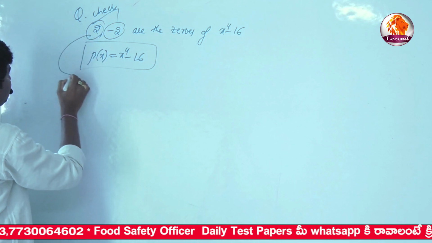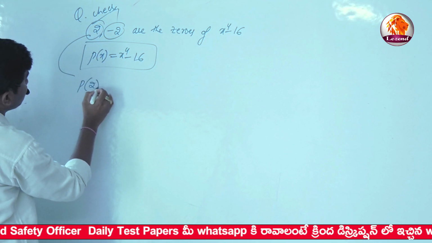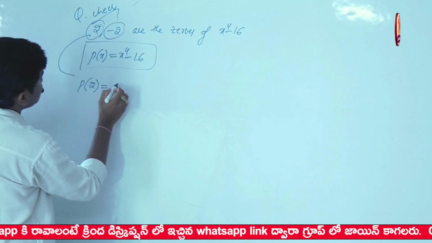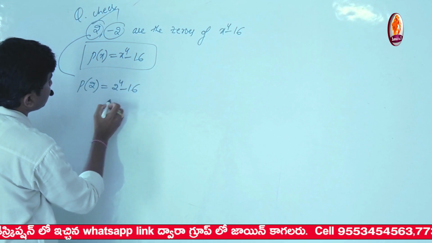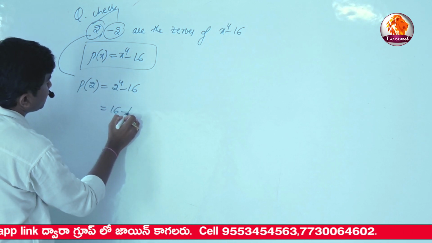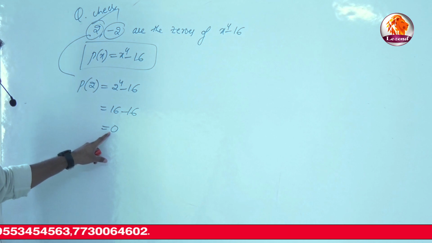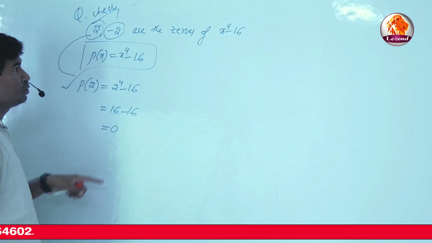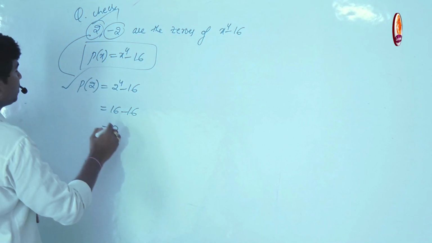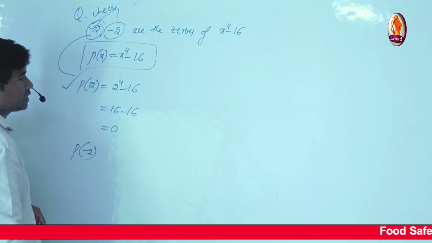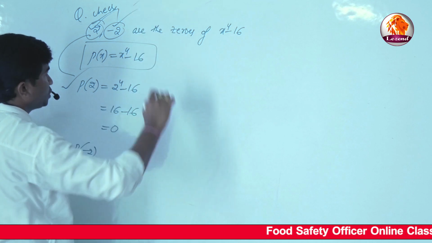Now check p of 2. First case, p of 2 is equal to 2 power 4 minus 16, since the x value is 2. 2 power 4 is equal to 16, minus 16 is equal to 0. Now we got the result 0, so 2 is a zero of the given polynomial. Similarly, we check p of minus 2.